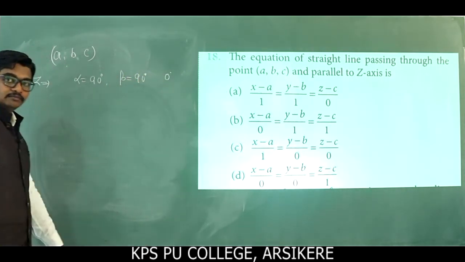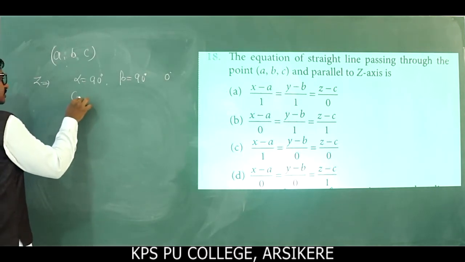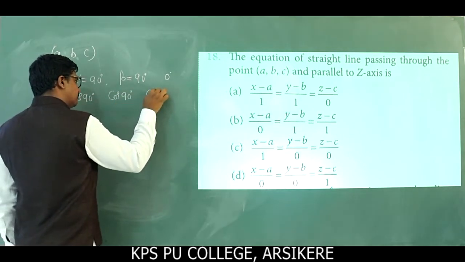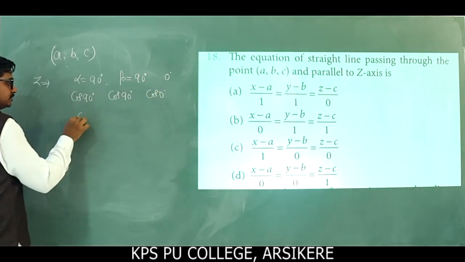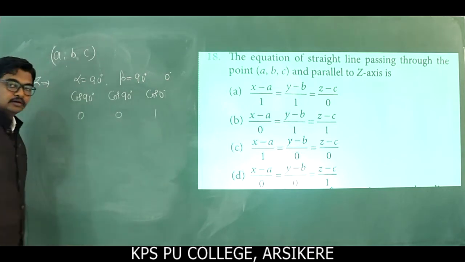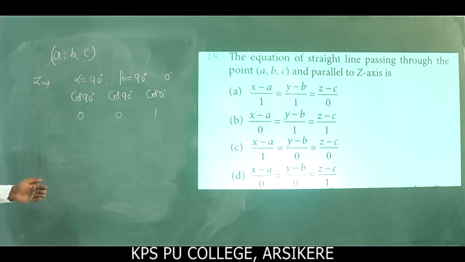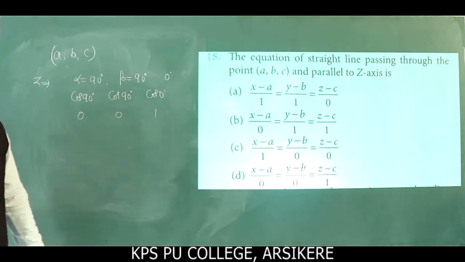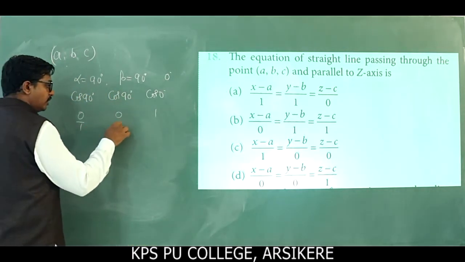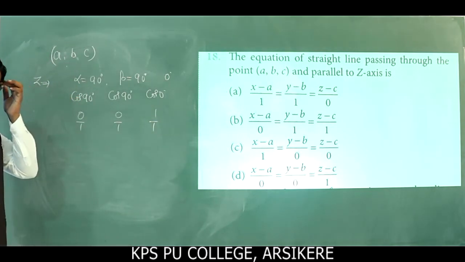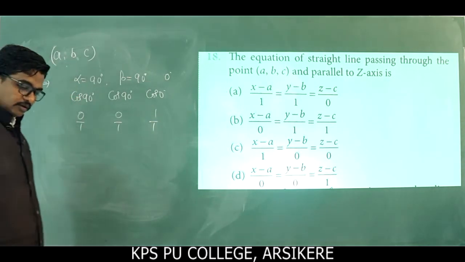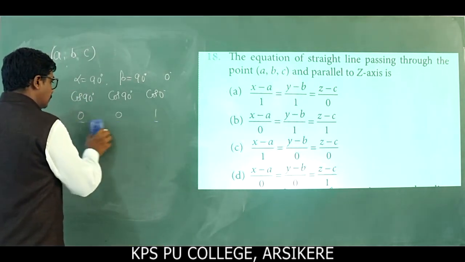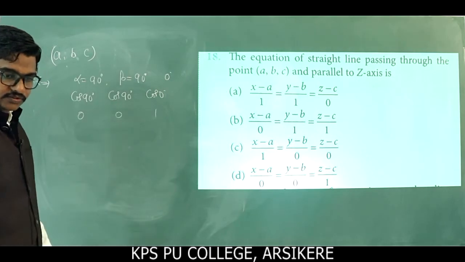If I apply cos here, cos of 90 degrees, cos of 90 degrees and cos of 0. Cos of 90 becomes 0, and this will be 1. Here we have to consider the numbers which are proportional to direction cosines, so the numbers are 0, 0, 1.